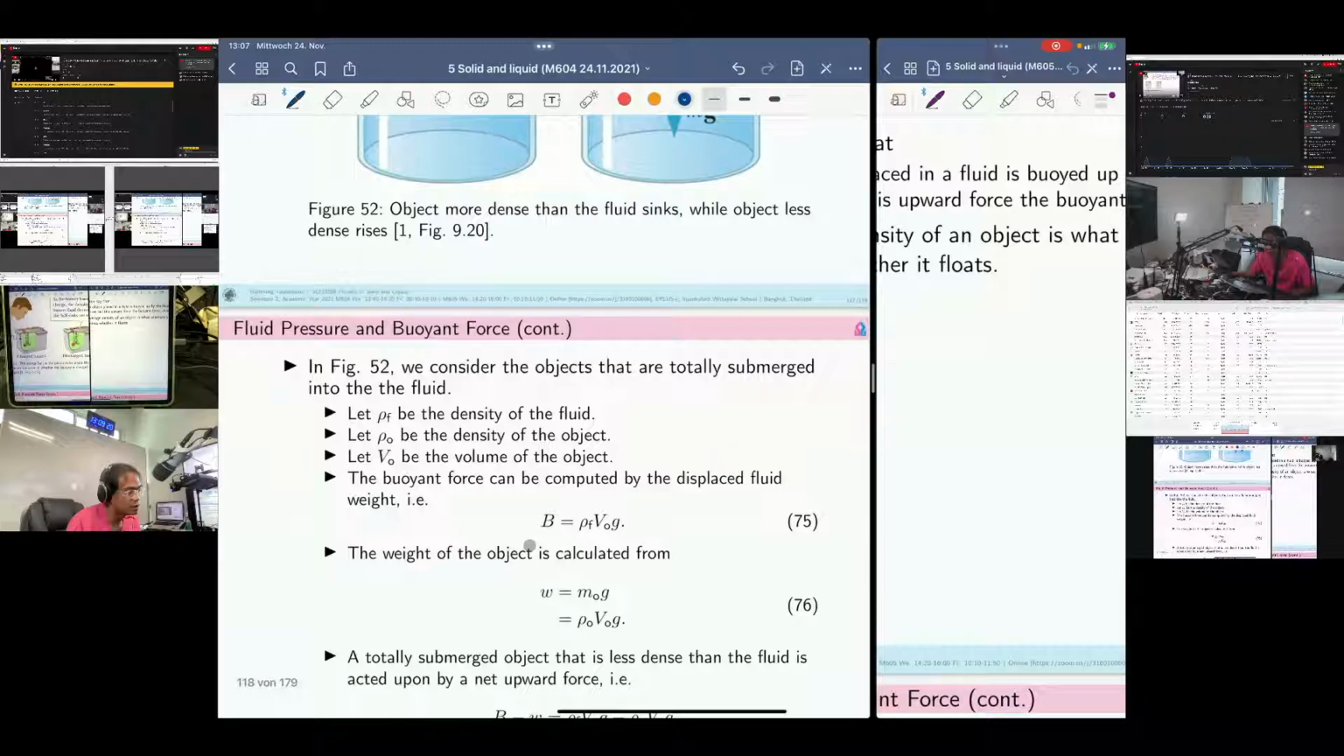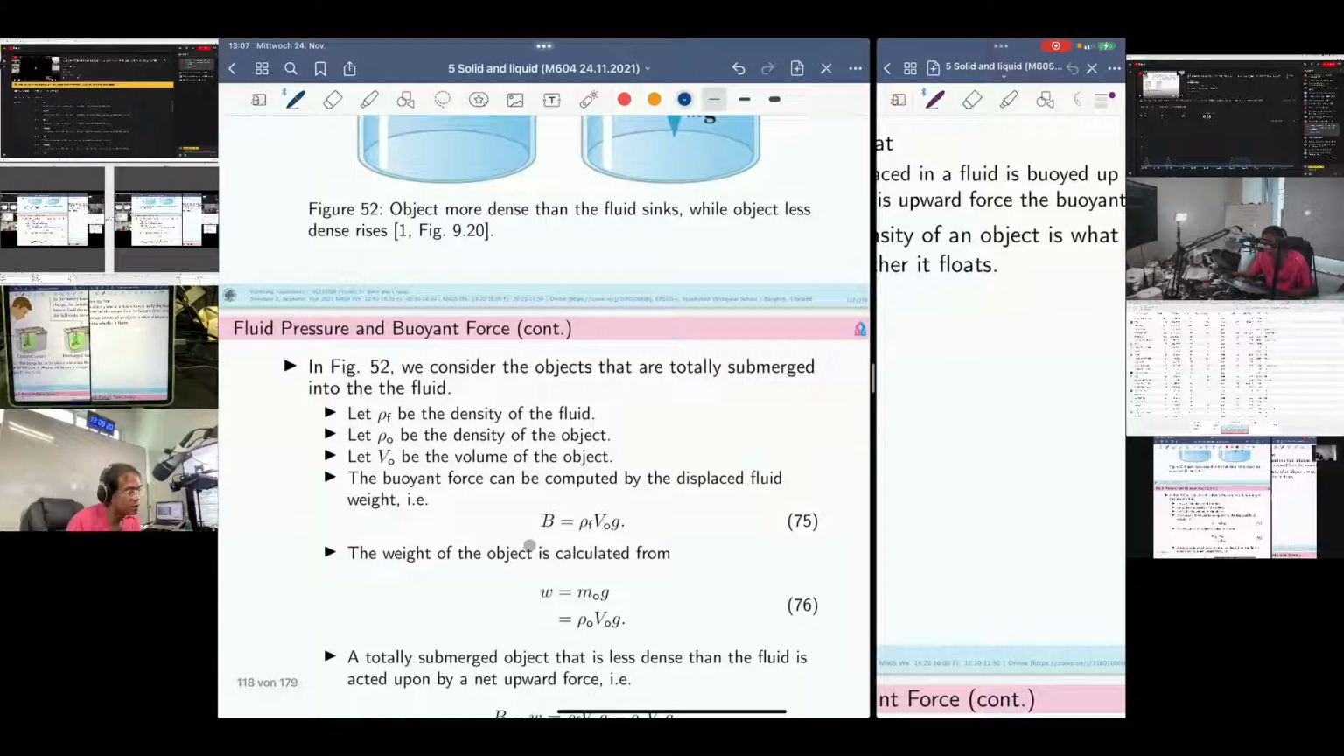Oh, sorry, I should open this. And the weight of this object is actually the mg, right? Rho O VO G, right? So you could see that when you substitute 76 and 75 into the left-hand side of this equation, you get the right-hand side here. The common factors are going to be VO and G, right? Both right-hand sides in these two equations have the same two things, right?